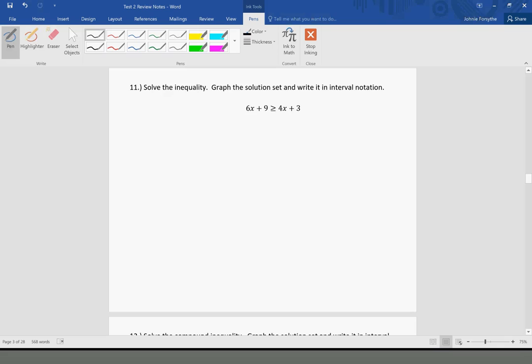Okay, number 11. Solve the inequality, graph the solution set, and write it in interval notation. So just like if I were solving an equation, I'm going to move all of my variables to one side of the inequality and all of the constants to the other side. So this is my kind of line that's dividing my inequality. So I want to move 4x to the other side. So I'm going to subtract 4x. But I have to do it on the other side as well.